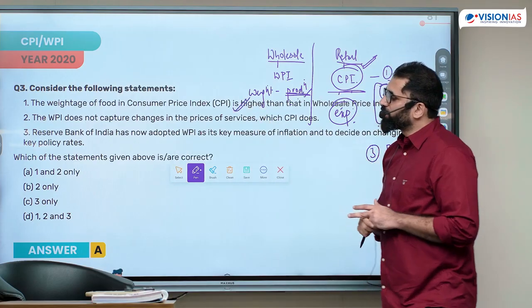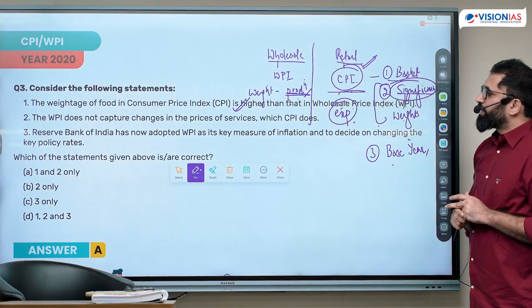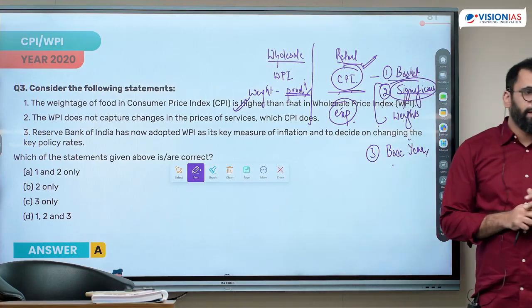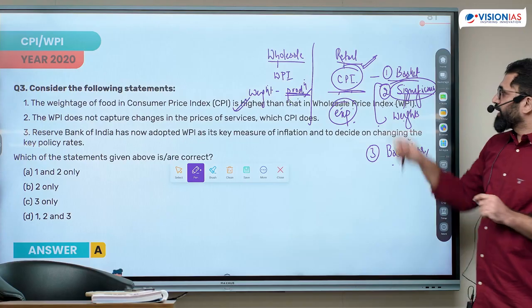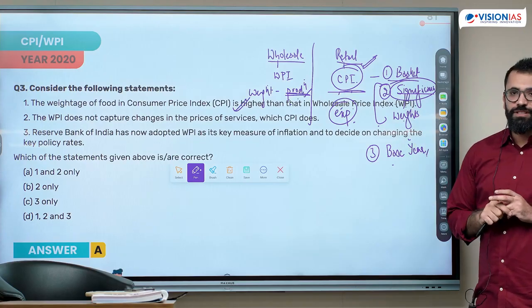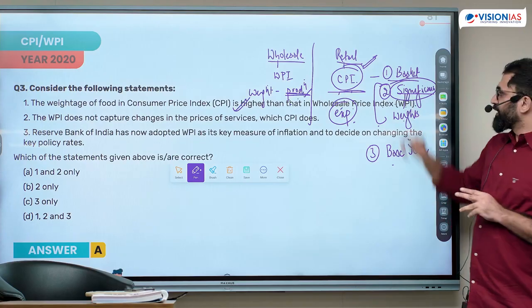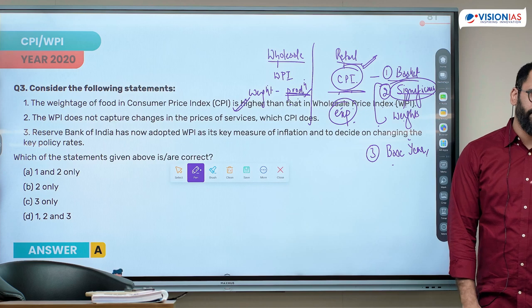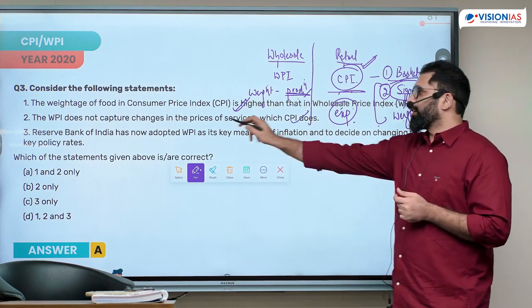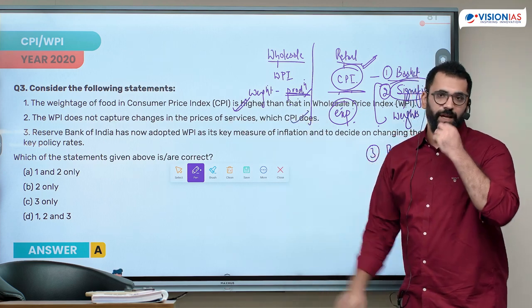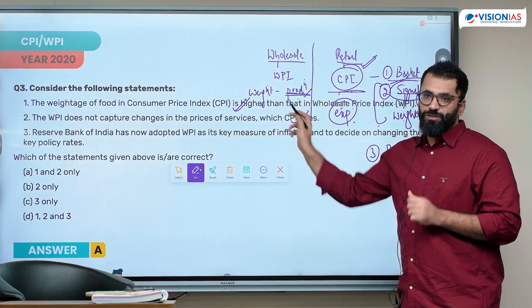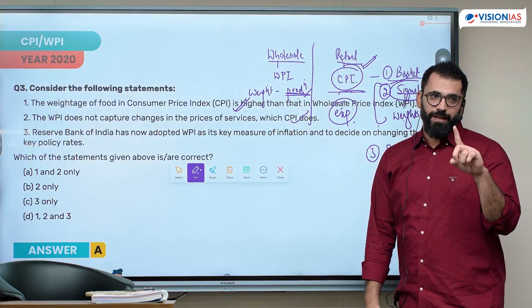The WPI does not capture change in prices of services which CPI does. Are the consumers using both goods and services? So in this basket, will I have services or not? Yes. And do we have services in WPI? WPI is only measuring production of goods. This is one of the shortcomings of WPI.